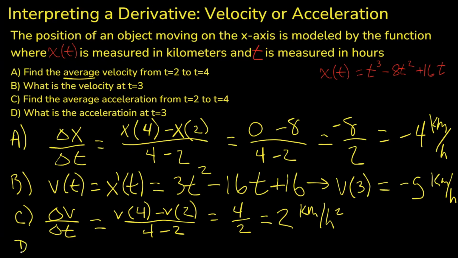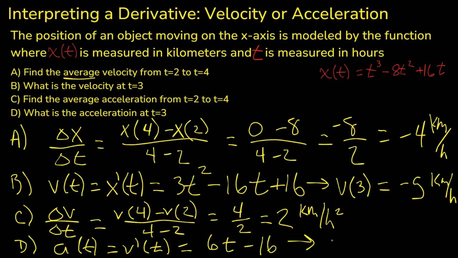And then the acceleration at t equals 3, you would have to get the acceleration function, which is the derivative of the velocity function. So that's going to be 6t minus 16. And then we plug in 3 to that. So 6 times 3 minus 16 is going to give you 2. And this means that the acceleration of the object at 3 hours is 2 kilometers per hour squared.